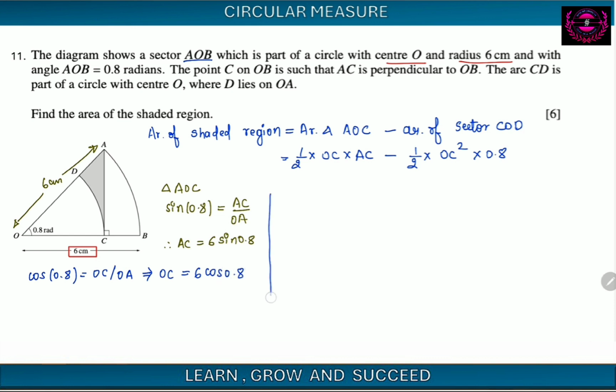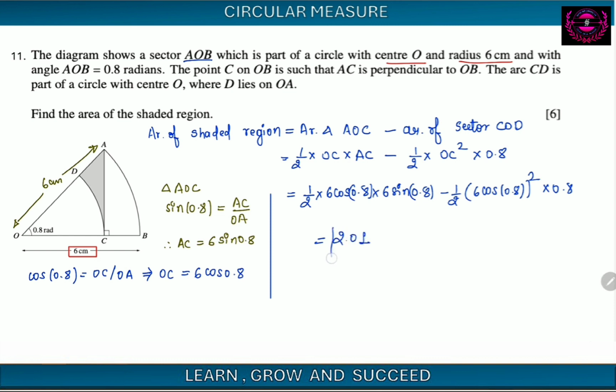Now substituting these values, we have area of the shaded region equals to half into OC, 6 cos 0.8, and AC, 6 sine 0.8, minus half OC square, which is 6 cos 0.8 square, into 0.8. So after calculation, we have this value as 2.01 centimeter square, which is our final answer. Let's move to the next question.